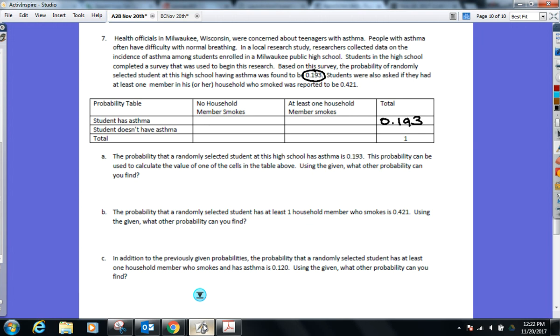Don't have asthma, yep. So students that don't have asthma, I can just subtract. A-S-T-H-M-A. That's a good spelling bee word, huh?